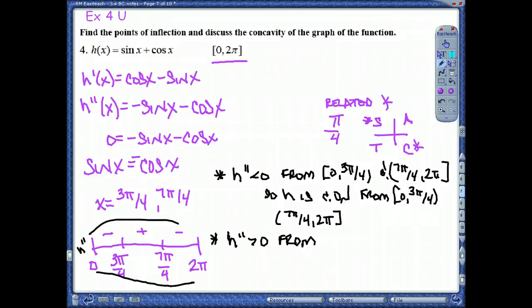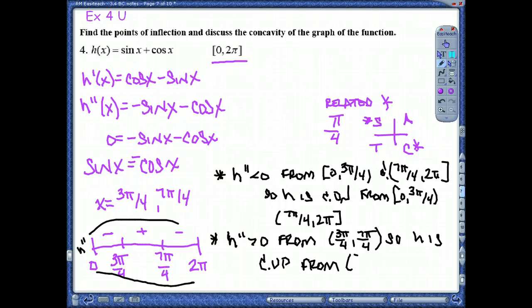So our second derivative is positive from 3 pi over 4 to 7 pi over 4, which means our original function is concave up from that same interval.